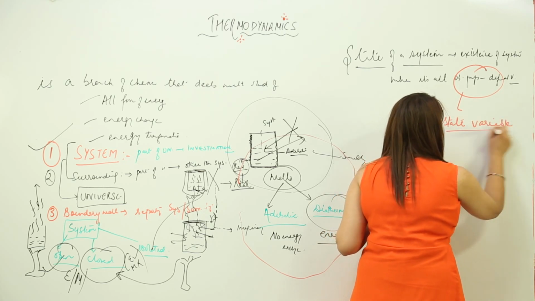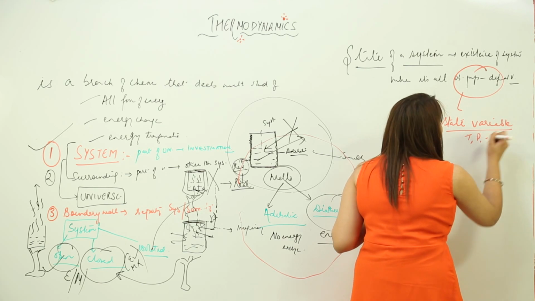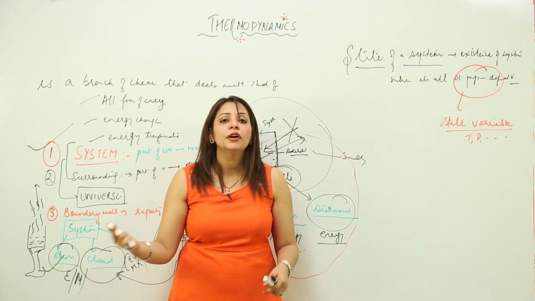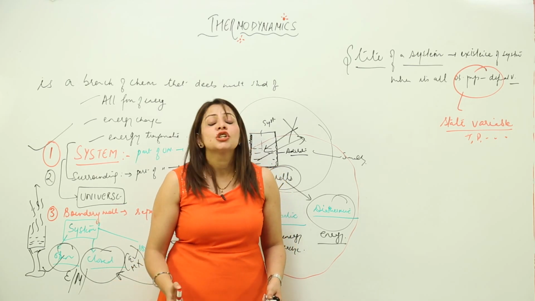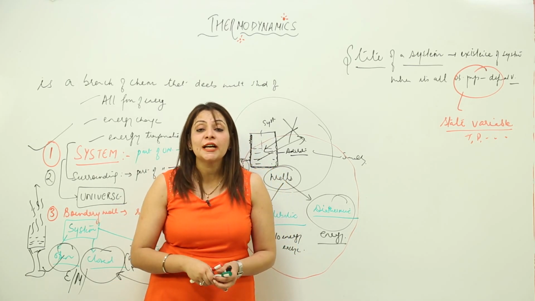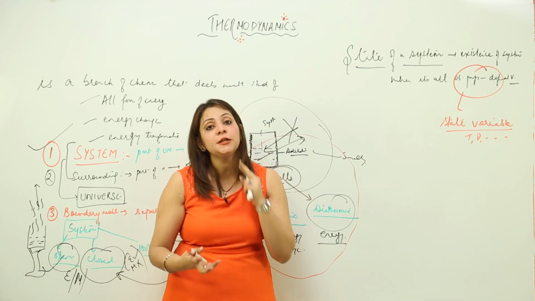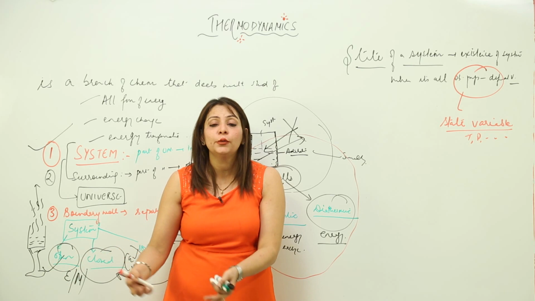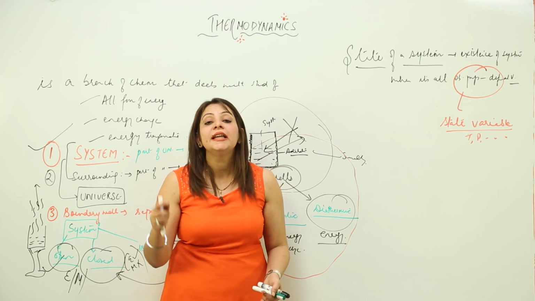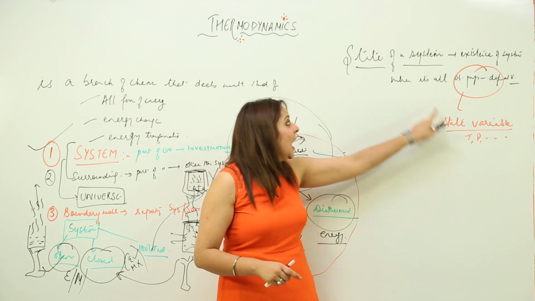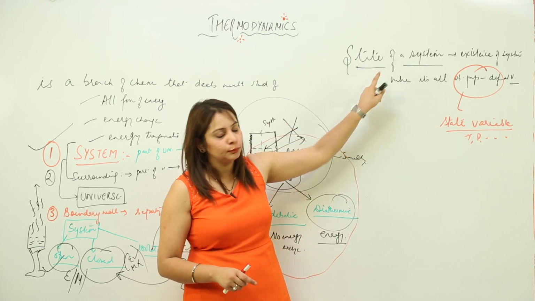They are called state variables, like temperature and pressure, because these are the factors that affect the substance to exist as solid, liquid or gas, or whatever state. These are the properties which guide the substance to exist in a particular state, or which are responsible for a substance to exist as solid, liquid or gas at particular conditions. They are called state variables. So this is what we have, state variables, and this is what we have, state of system.